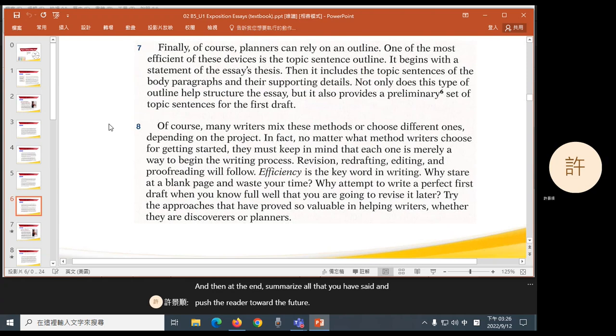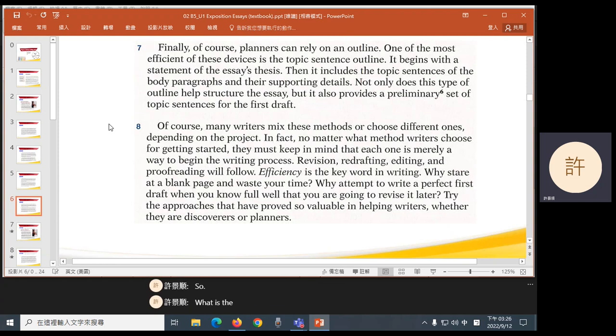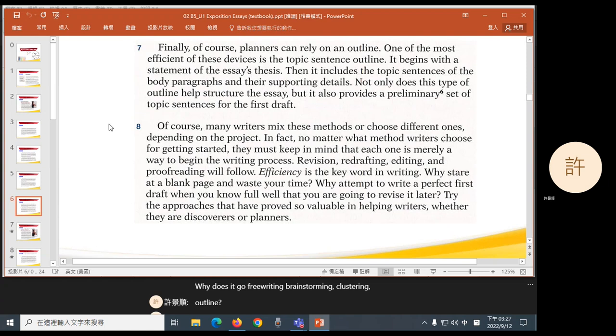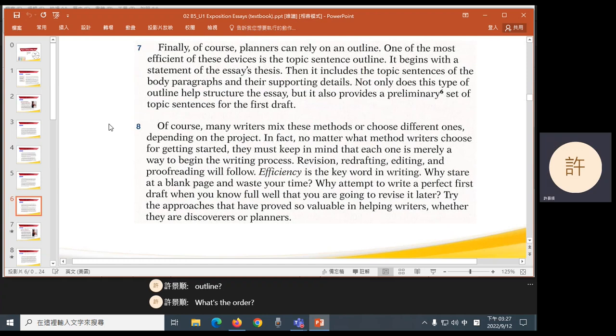So what is the order of this essay? Why does it first talk about discoverers and then planners? Why does it go free writing, brainstorming, clustering, outline? What's the order? I think the order is from messy chaos of ideas to starting to write a complete and good essay.